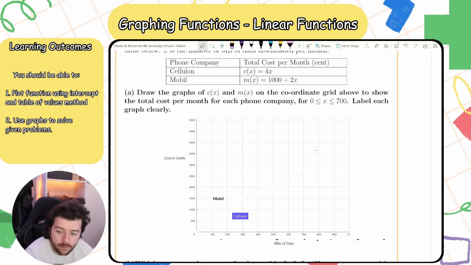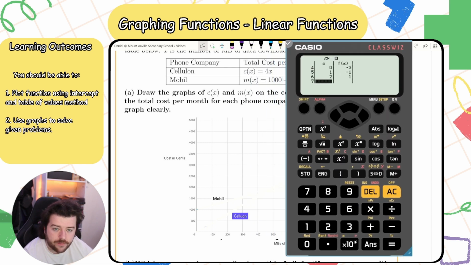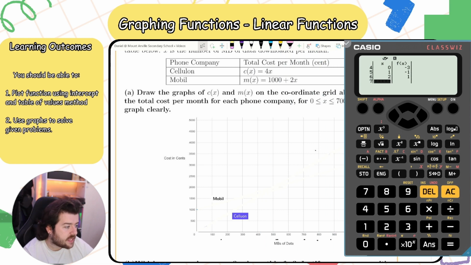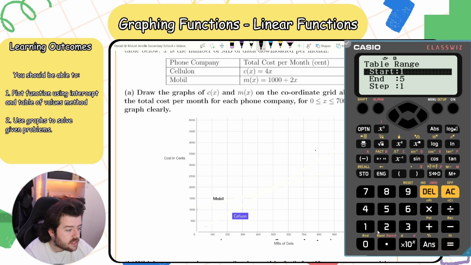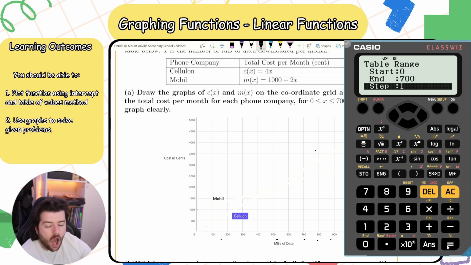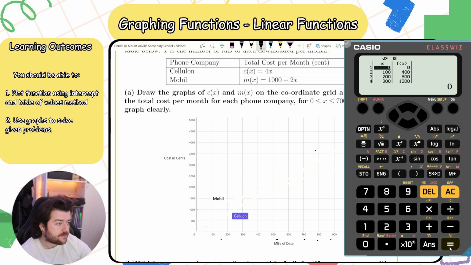So let's whip out my calculator. Boom. So I want to plot out Cellulon. So let's reset ourselves here. So menu, table, fx. I want to plot out Cellulon. The function for Cellulon is 4x. So I'm going to put that in. 4 alpha x. Then I'm starting at 0. I'm ending at 700. Right? And then my step, I'm going up in 100s. So my step is going to be 100. Click equals. And there you are.